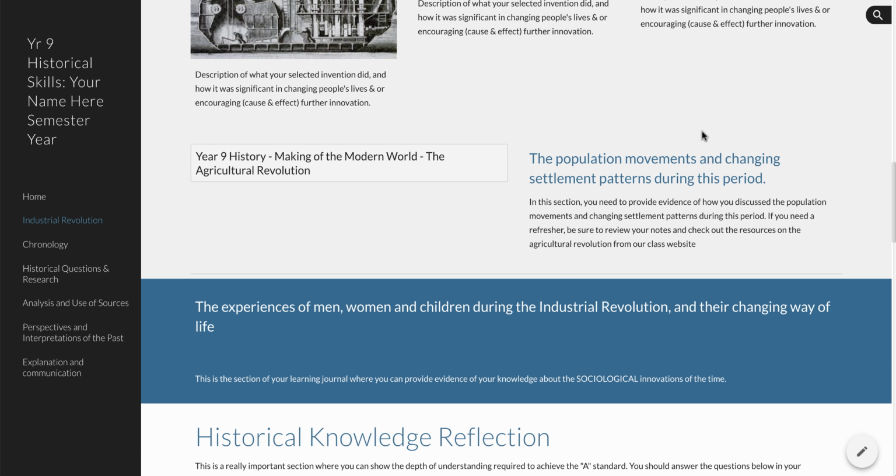The next section that I would like to see in your historical knowledge part is your understanding of the population movements and changing settlement patterns during this period. This is where we're talking about ideas of rural drift, people moving towards the cities, moving into greater population centres around the factories and work, and moving away from the agricultural sites. In this section, you need to provide evidence of how you discuss these population movements and changing settlement patterns in your game. If you need a refresher, be sure to review your notes and check out the resources on the Agricultural Revolution from our class website by clicking on the link here.